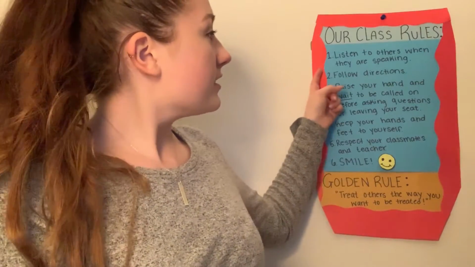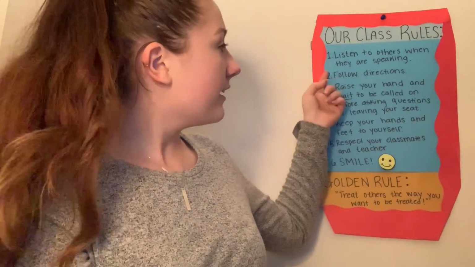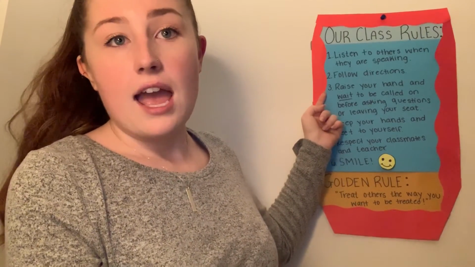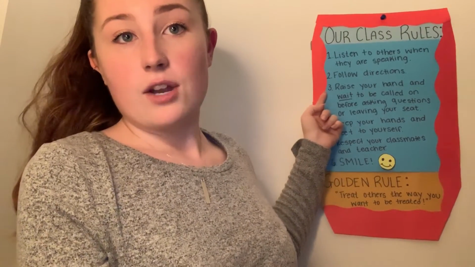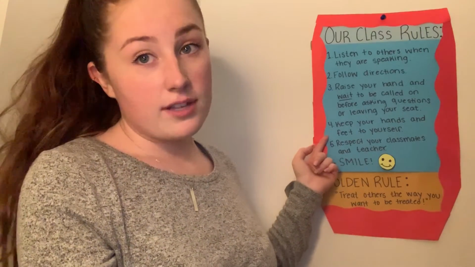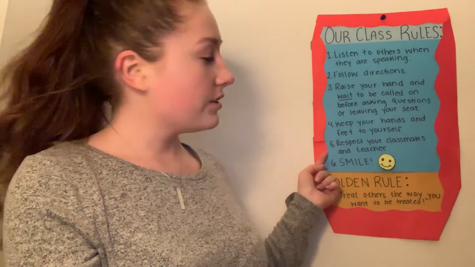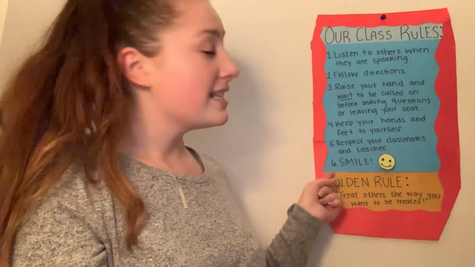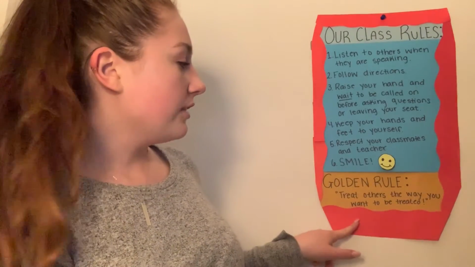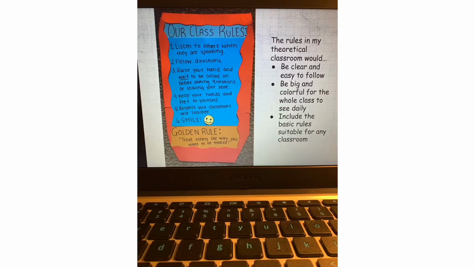Finally, I'd like to give an example of what my theoretical classroom rules would be. So first off, we want to listen to others when they are speaking. Second, we want to follow directions. Third, raise your hand and wait to be called on before asking questions or leaving your seat. Fourth, keep your hands and feet to yourself. 5, respect your classmates and teacher. 6, smile. And finally, our golden rule, treat others the way you want to be treated.